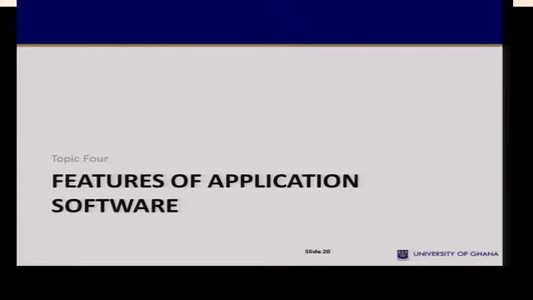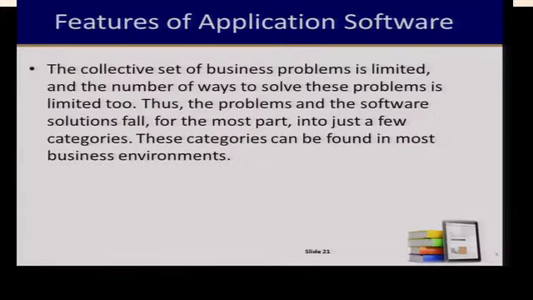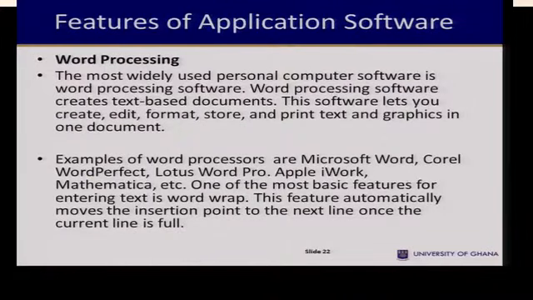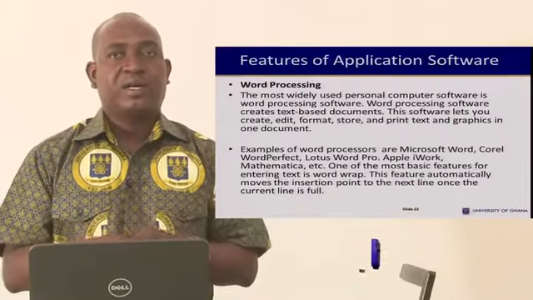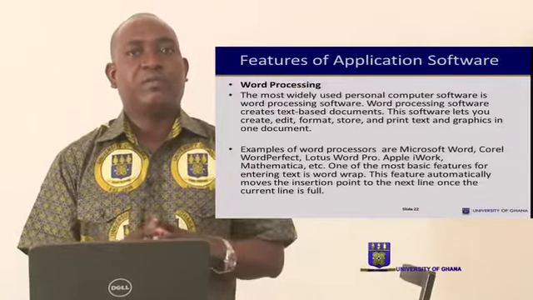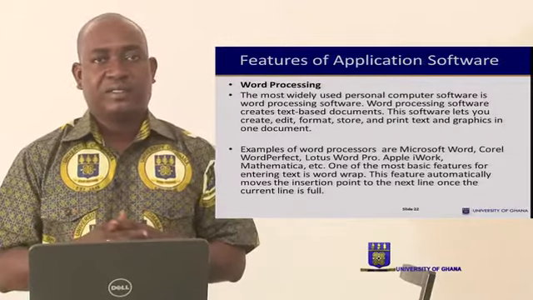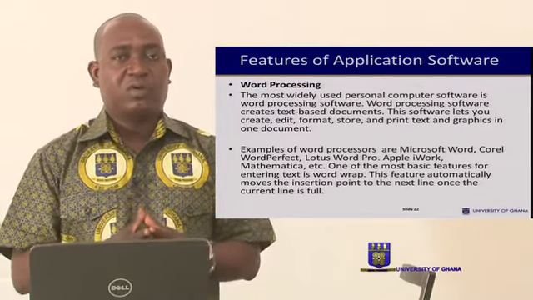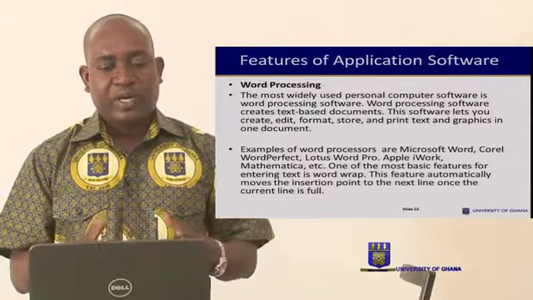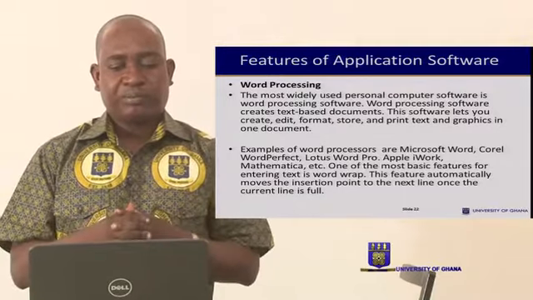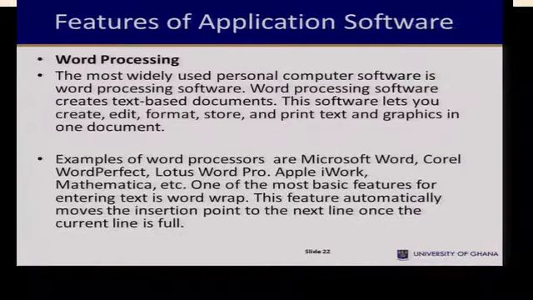Now let's look at some of the features of application software. I'll start with word processing. This falls under the personal application software for individuals. For any application software, there are certain functionalities and features that can be used. So for word processing, we can talk about word wrap. We can talk about so many applications and so many features.